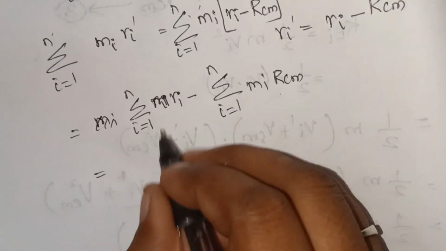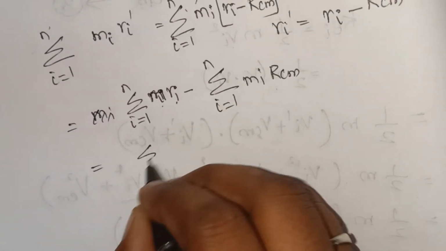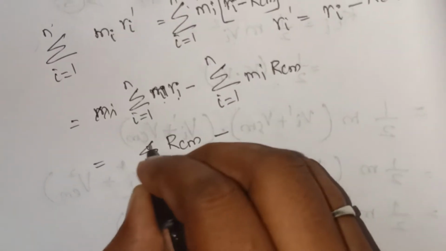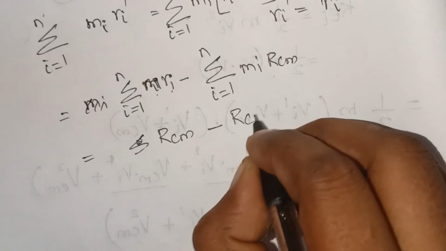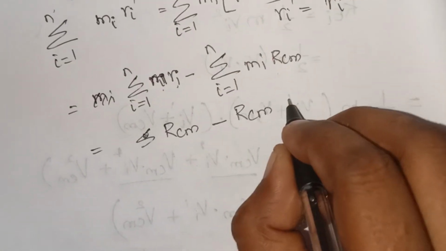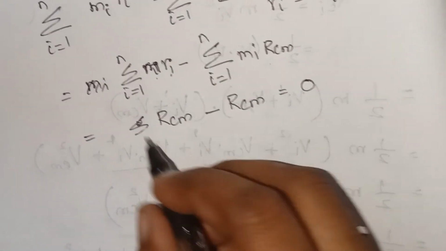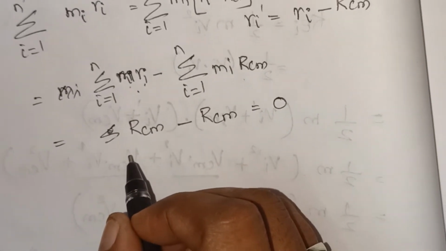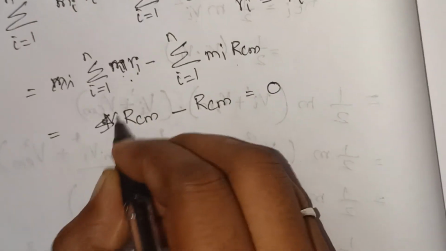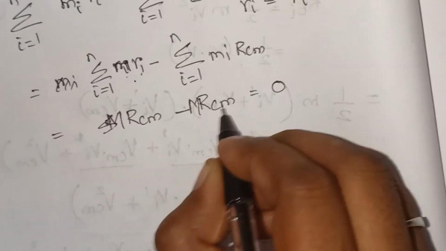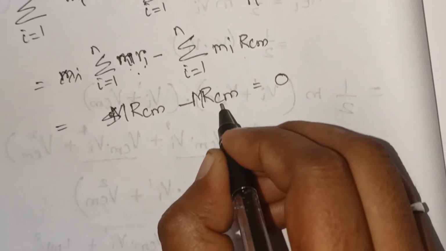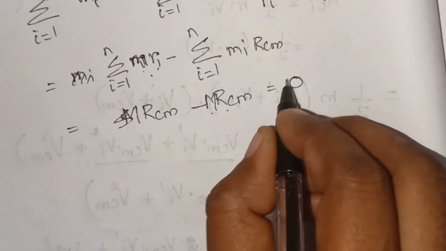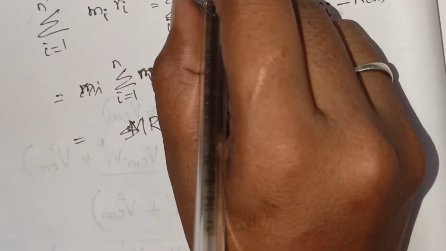So what is summation of mi ri? That is nothing but M RCM. So minus, what is this second term? This is also M RCM, so the difference is 0. The value we get for this term is M RCM, which is mass into RCM, and this is also mass into RCM. That is the center of mass's mass value multiplied by the radius value, and when we subtract, you are getting 0. So this term becomes 0.